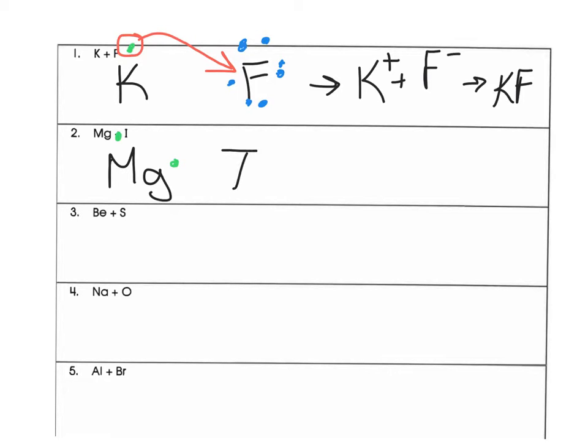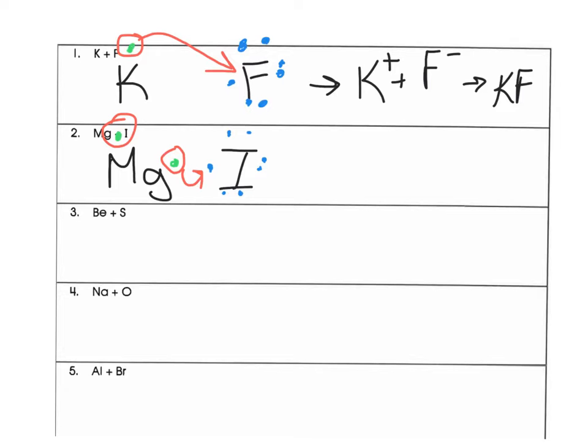Iodine is in the same group as fluorine, so it's going to have 7 valence electrons. We can do a better job this time. 1, 2, 3, 4, 5, 6, 7. And so again, what happens is magnesium is going to give up its electron to the one that's alone over here with iodine. But if you'll notice, magnesium has got another electron up here, and it's not done until it's gotten rid of both of those.